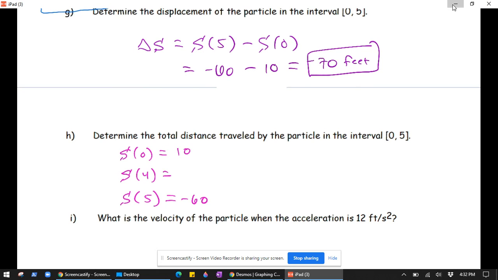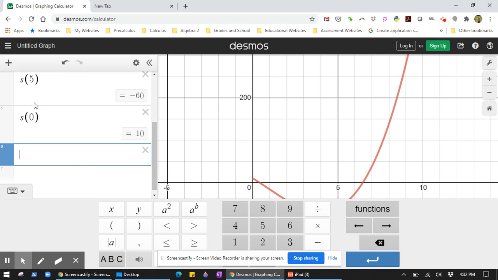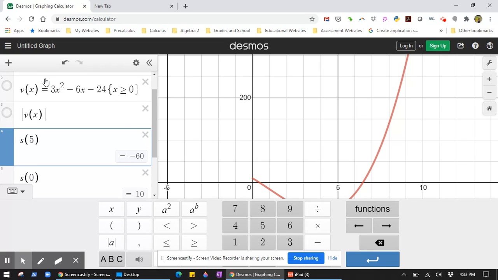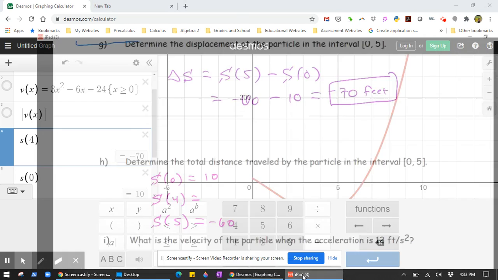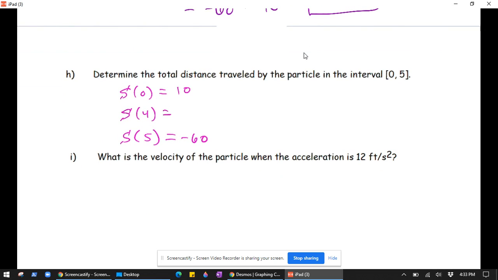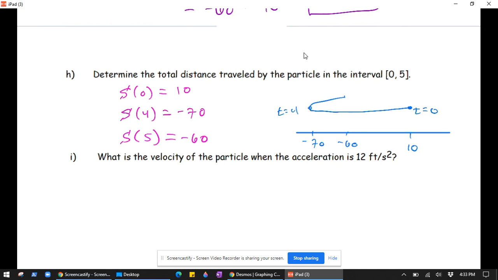Let's go ahead and cheat again and get s of 4, negative 70. So we have negative 70 here. If you were to draw a picture of essentially what's going on, we already decided it's moving leftward and rightward. At time 0, we're on the number line at 10. So it starts here. It clearly moves leftwards until negative 70, and that happens at time 4. And then it moves back. Right, so this is t equals 0. And then it moves back here and ends up at negative 60 at time 5.